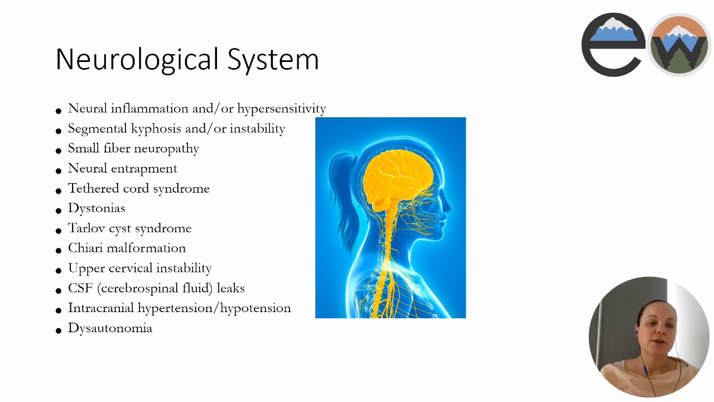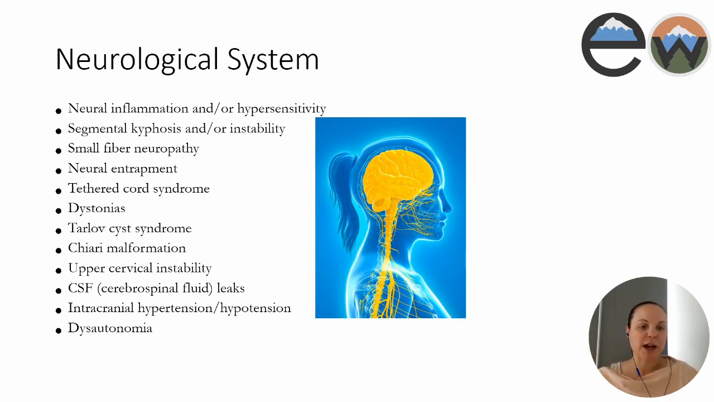So neural inflammation or hypersensitivity, so tingling, numbness, things like that, especially with minimal contact, or I'm not doing anything and I feel tingling. That can happen from neural inflammatory responses, segmental kyphosis or instability. So you have not great alignment between spinal segments. Small fiber neuropathy can happen, which affects the small fibers more distally out towards our periphery, like our skin.